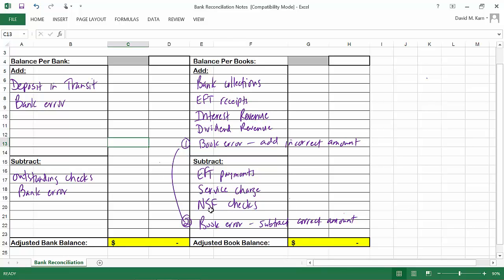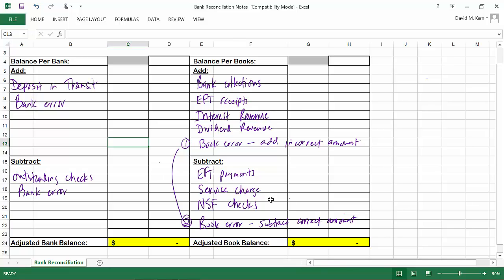And then what happens if someone bounces a check to us? Well, that's an NSF check, or non-sufficient funds check. So we'd have to subtract that out because we would have already included that as an addition to our cash account. And if we got notification from the bank that it bounced, we'd have to reduce our cash account by that amount.